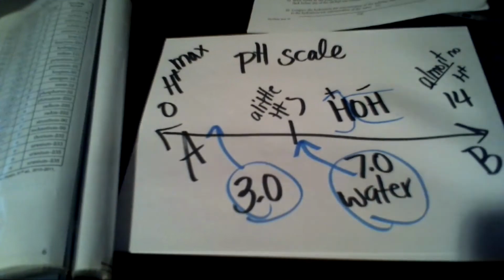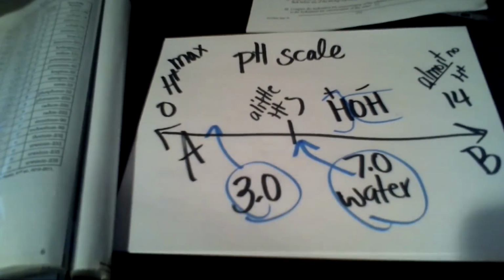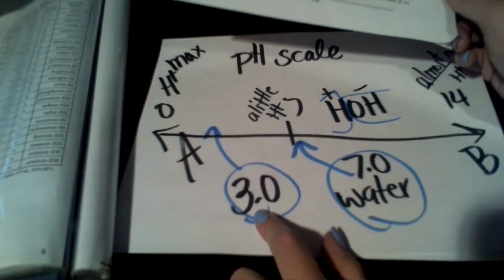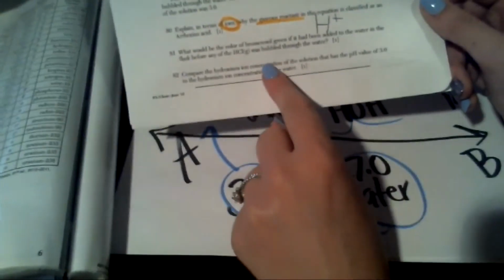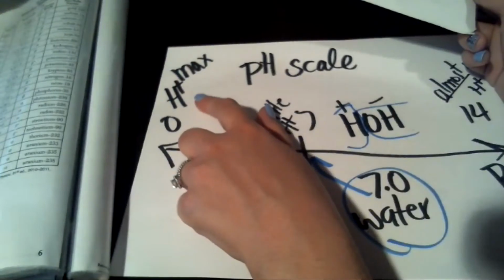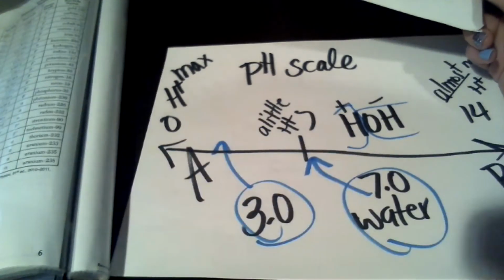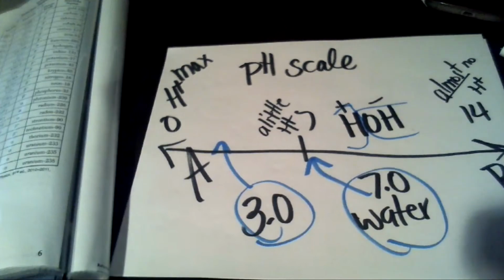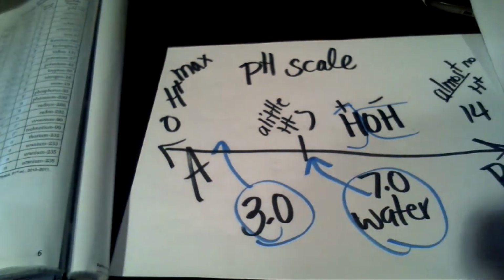Yep. Water is neutral because you write the formula HOH, H plus, OH minus. They have equal amounts of both. So it is neutralized. So to answer 82, the pH of 3 would be more acidic, yes, and you would say the concentration of H plus is higher or greater, or there's more H plus, something to that effect. That's what makes it more acidic, is that there's more H plus in there. Everyone good?